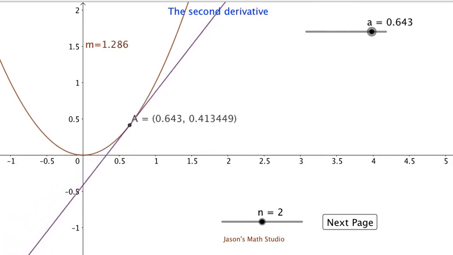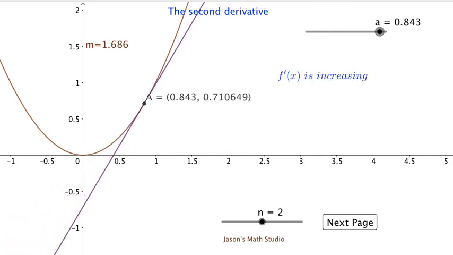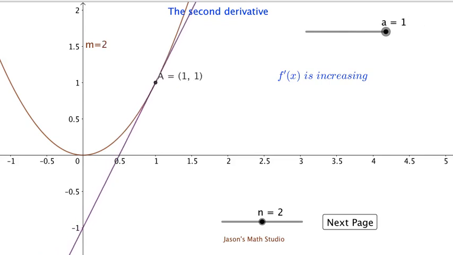So we can conclude that f dash of x is increasing because f dash of x is exactly the gradient of the curve. And it tells us that f double dash of x is positive, and the shape of this graph is concave upward.